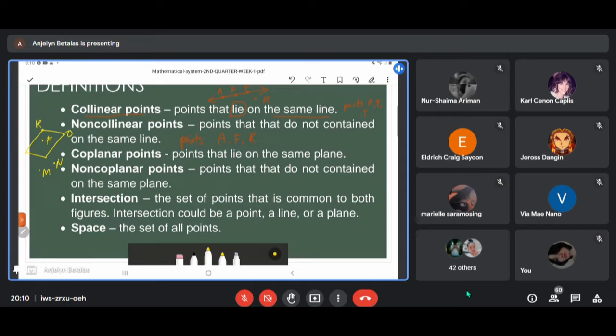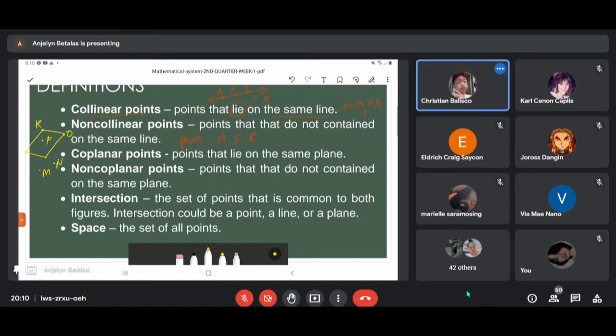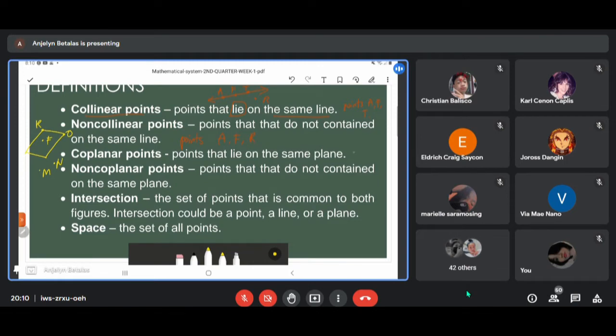You have there a plane which has points F, R, O, and outside the plane, points M and N. Can you give three points that lie on the same plane, or coplanar points? R, F, O. Yeah, so these are points R, F, O. How about non-coplanar points? These are points that are not contained on the same plane.